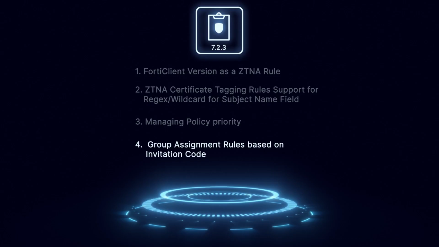Today, for Windows and Mac OS, an EMS administrator can create a deployment package with an embedded installer ID. Using this installer ID, the EMS administrator can then create a group assignment rule. For iOS and Android devices, we cannot embed installer IDs as the installers are downloaded from the device's respective Apple App Store or Google Play Store.